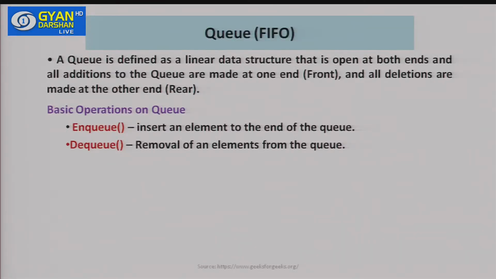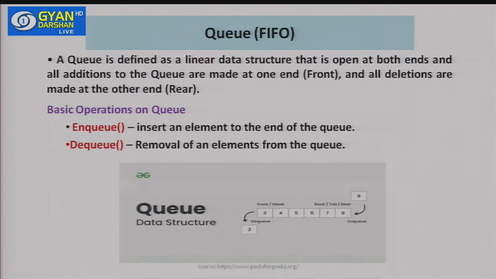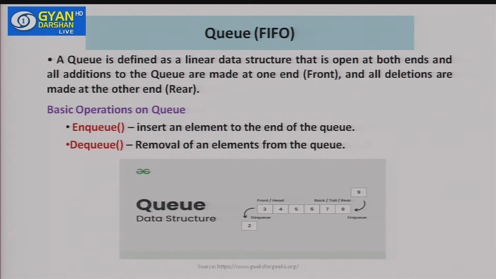The basic operations performed in the queue are enqueue and dequeue. Enqueue means to insert an element at the end of the queue, or the rear part of the queue, and dequeue means removal of an element from the queue. And as I told, removal takes place from the front end. Here is the graphical view of the queue. We can see that there is a front end and a rear end. Insertion takes place from the rear end and deletion takes place from the front end. So this is the basic definition of the queue.